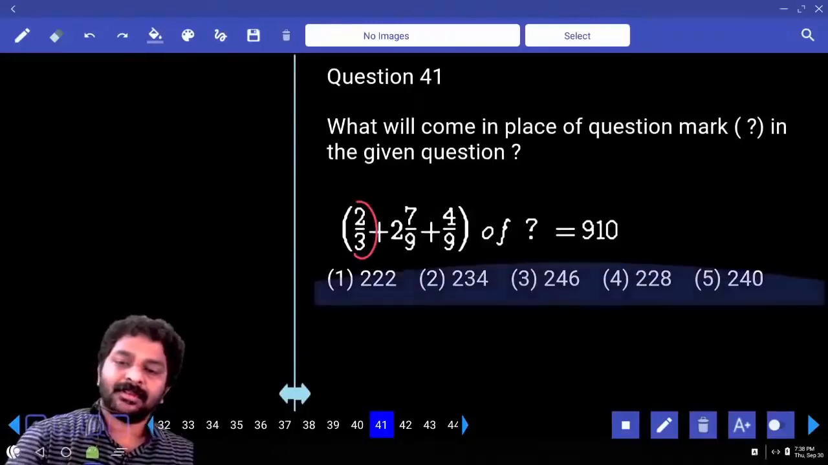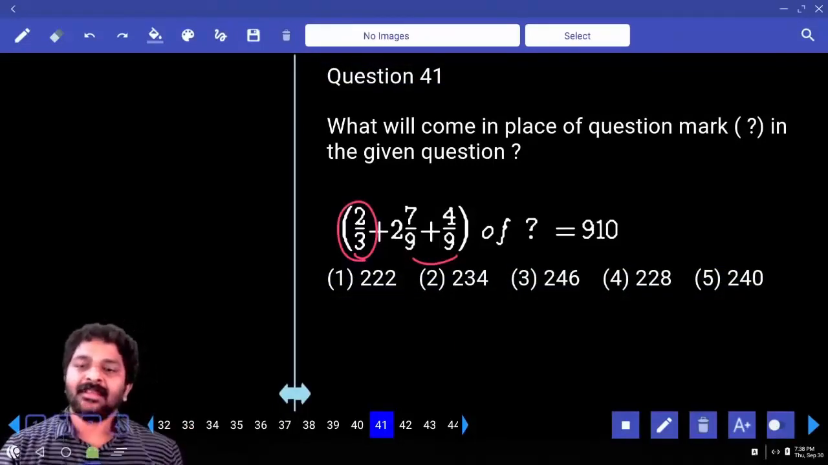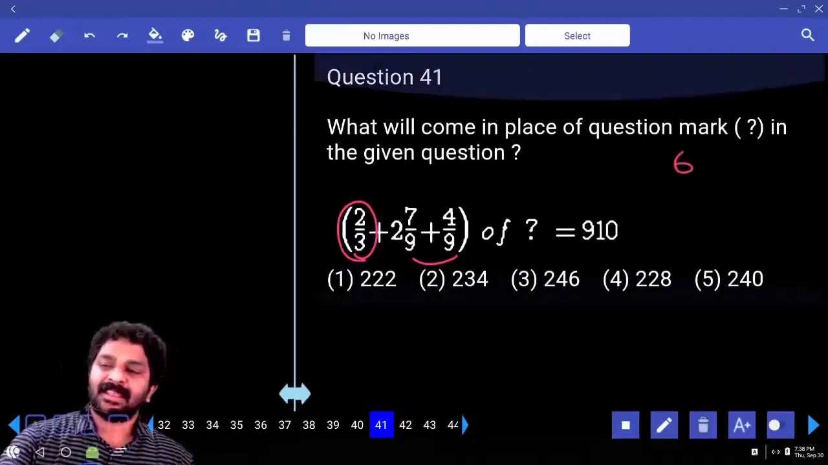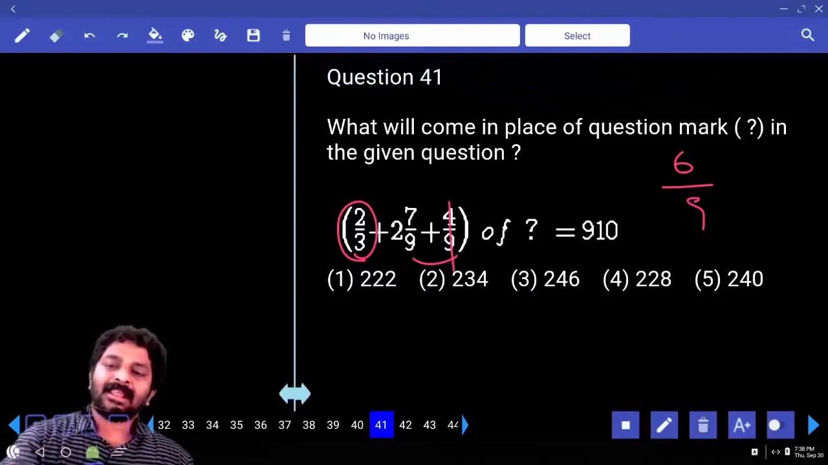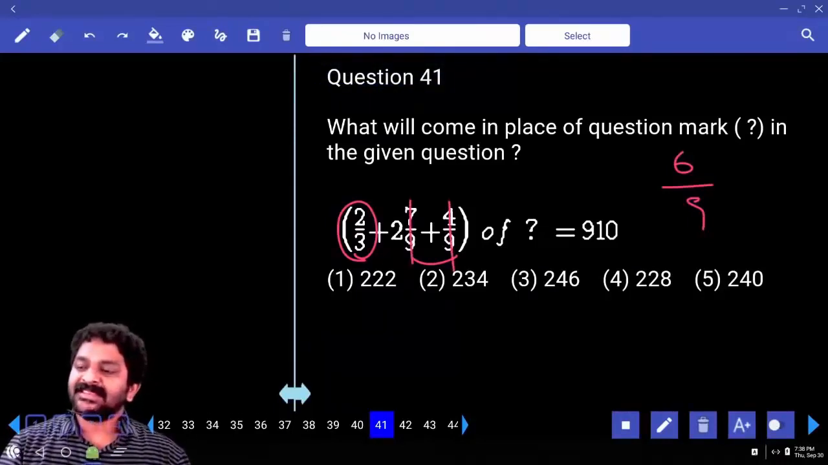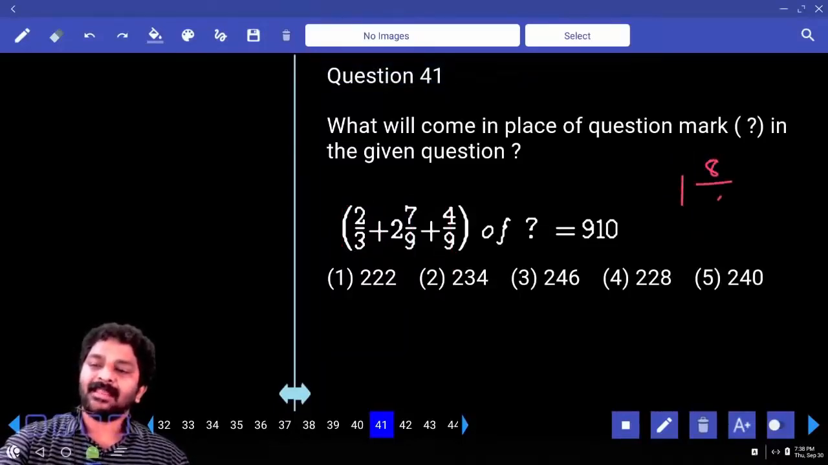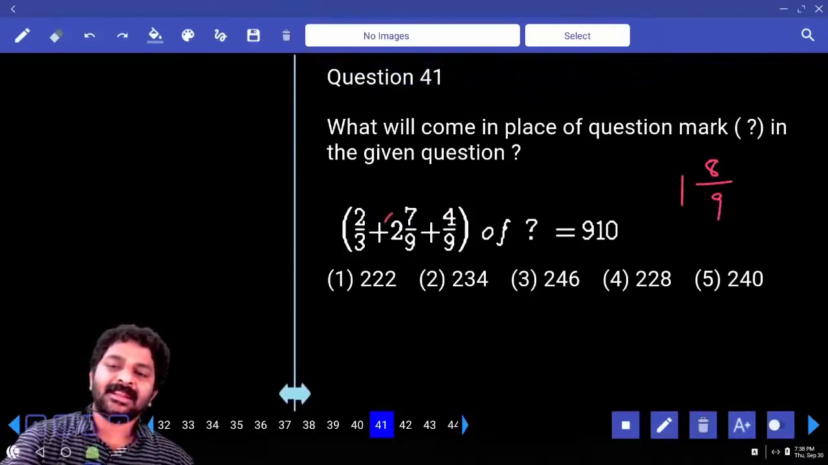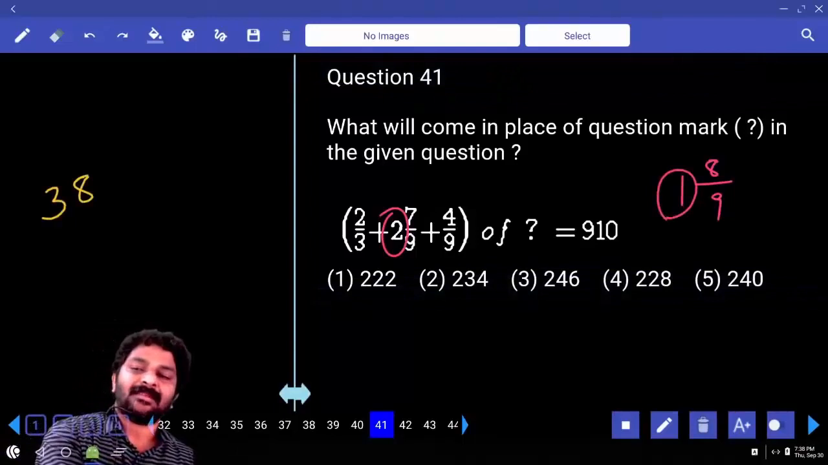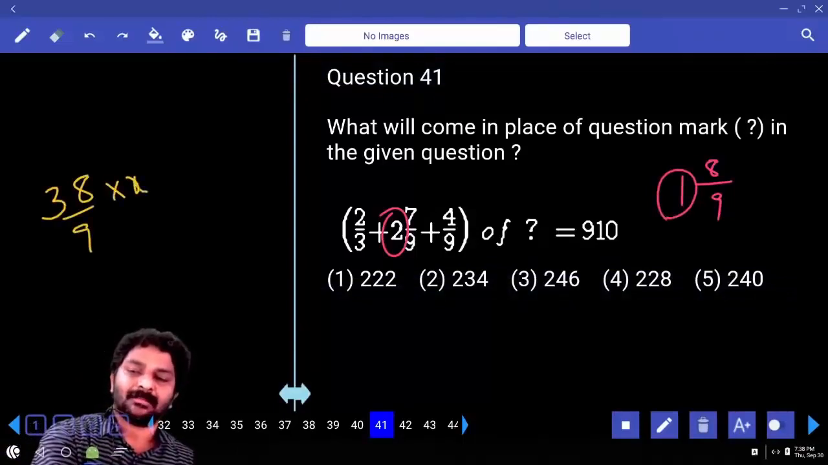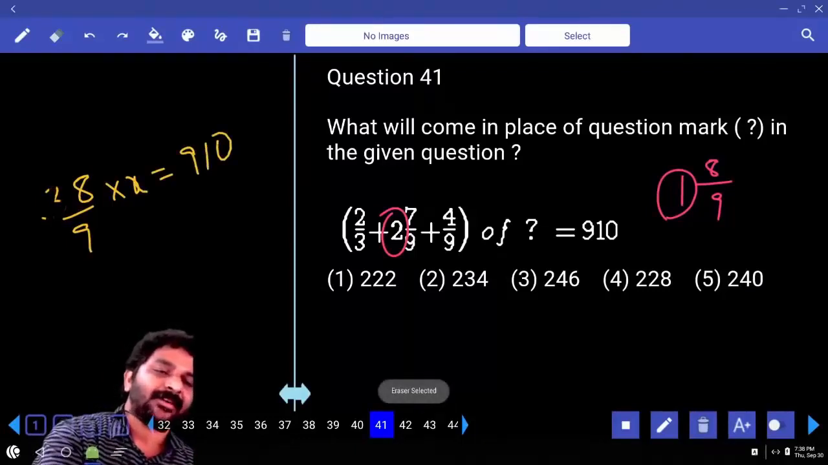Here 2 by 3, the denominator is 3 but the other denominators are 9. So we'll convert it as 6 by 9. Is that okay? 6 by 9, 4 by 9, 10 by 9, 7 by 9, 17 by 9. That is 1, 8 by 9. Am I right? The integer we already have is 2. 2 plus 1 is 3, 8 by 9 into some number is equal to 910. Is this clear so far?